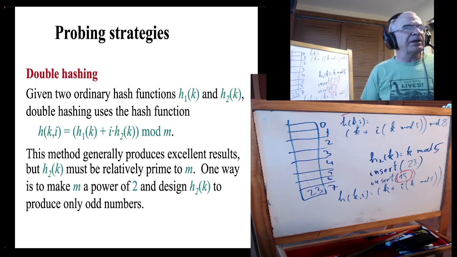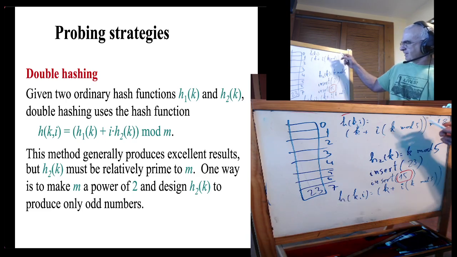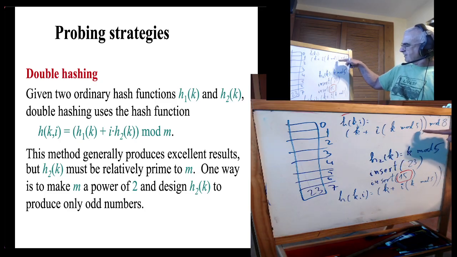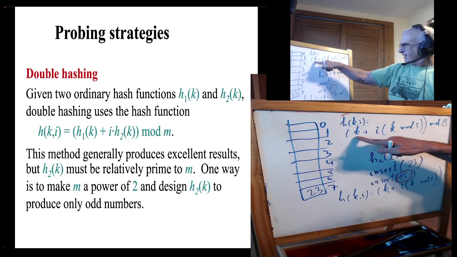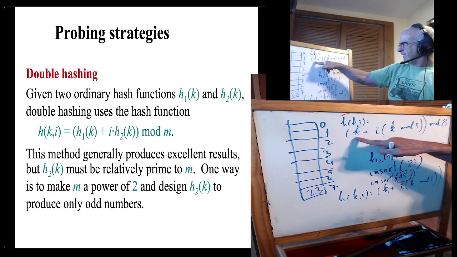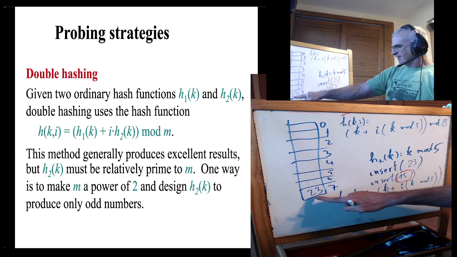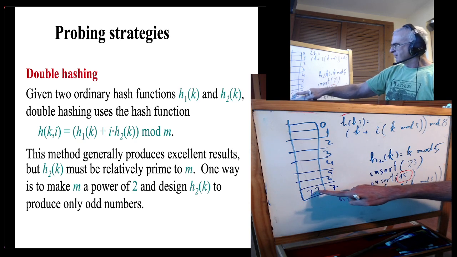Won't you just be inserting in the same place over and over again, since you're multiplying i times 0? Thanks, Trevor. Absolutely. My first attempt to insert 15 is at 15 plus i times 0, so that's fine. 15 modulo 8 gives me 7. I'm attempting to insert 15 into this cell, but it's occupied.